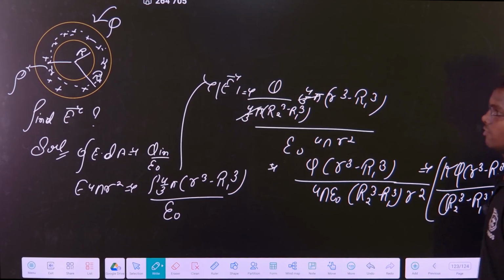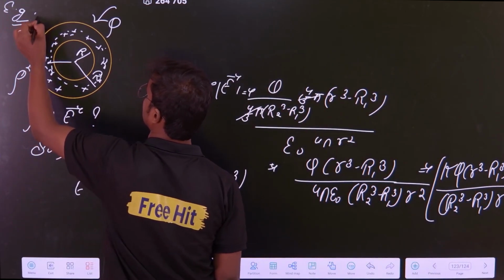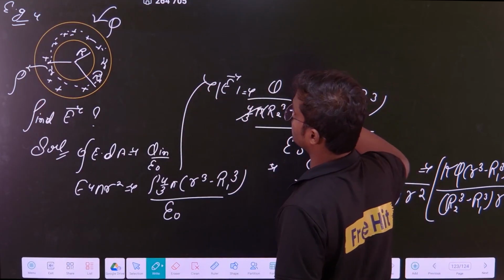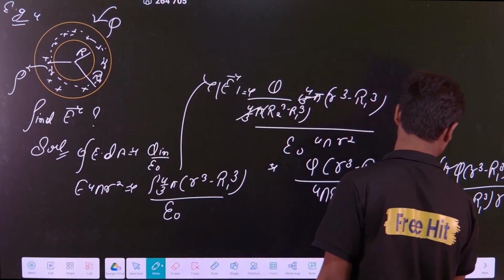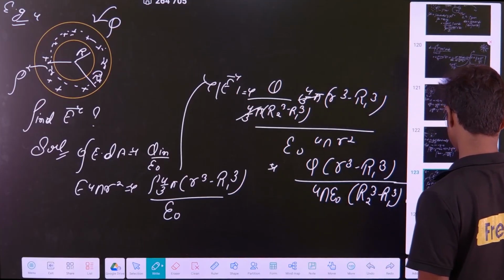This is the electric field. So that is why I am telling you to remember the derivation, because this will be useful for you. So we have seen some example. Let's move to some other more examples.